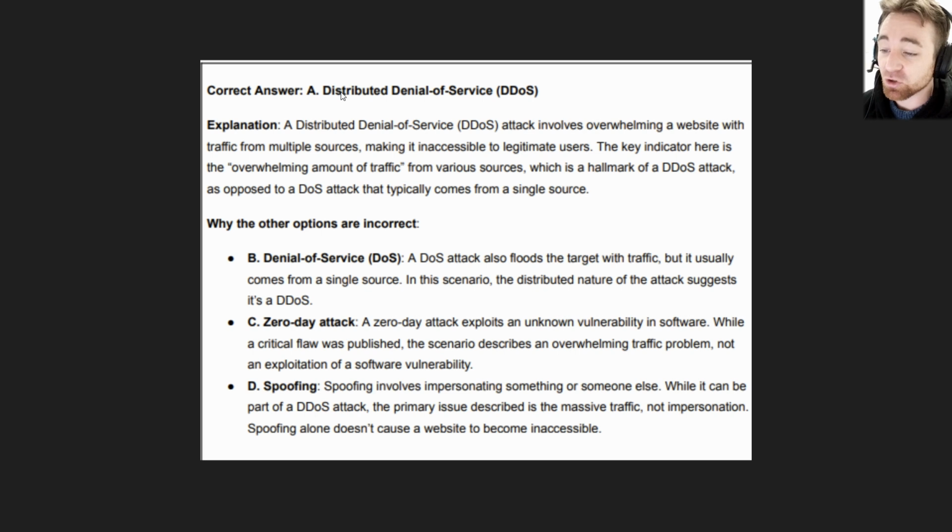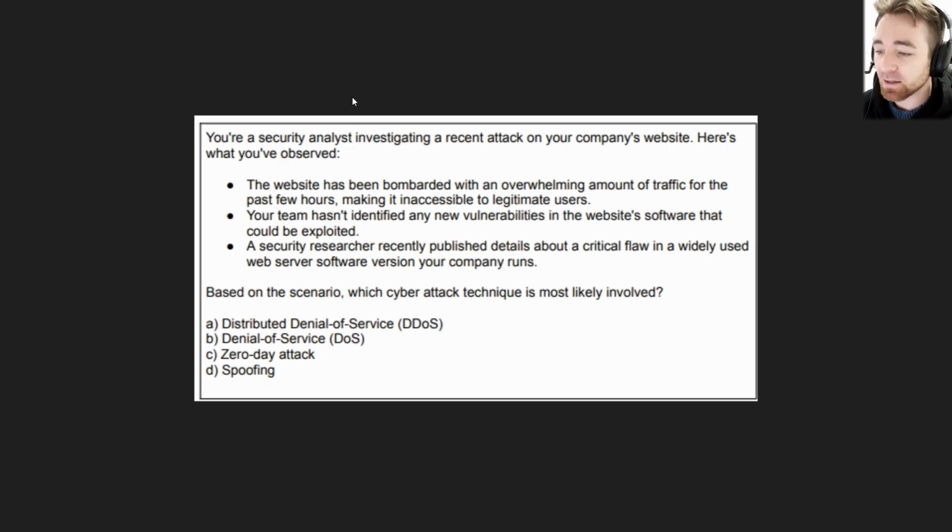It is a distributed denial of service attack. So let's have a look. You have been bombarded with an overwhelming amount of traffic for the past few hours. So bombarded and overwhelming imply a lot of traffic. So you can't do that just from one system. It's going to have to be distributed denial of service, because to get that much traffic, you're going to need a lot of machines working for you. The second it's a lot of machines, it's distributed denial of service.